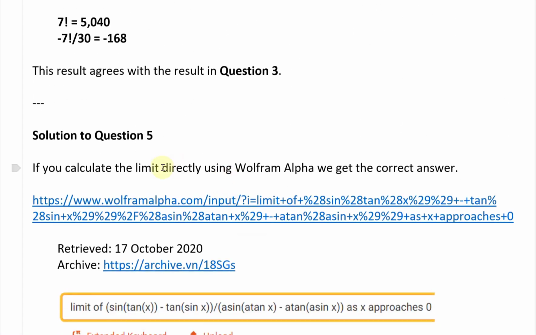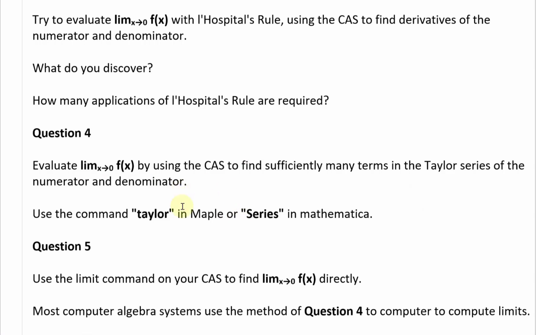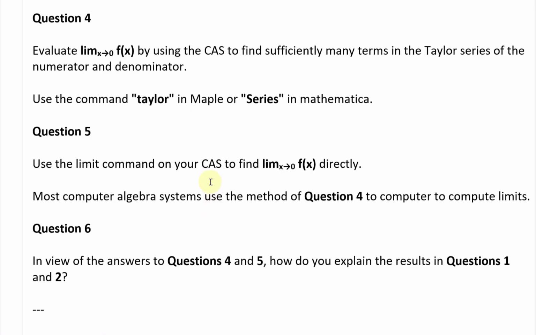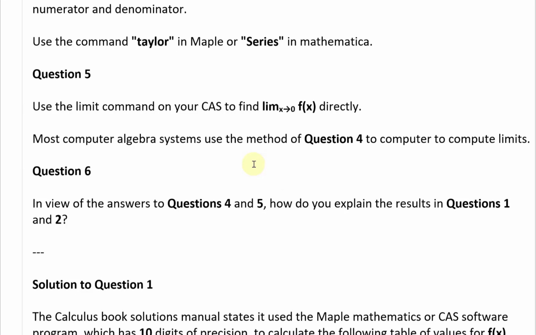So anyways, now let's look at question 5. Let's go read it. Question 5 states, use the limit command on your CAS to find the limit as x approaches 0 of f(x) directly, and most computer algebra systems use the method of question 4 to compute limits. So most of them just use Taylor series and then take the limit. Taylor series turns any random calculation, like sine, trigonometric ones, inverse functions, into basic polynomials, where you're just adding infinite terms of x to the power of something times a constant. So you make these all uniform and calculate it, which is quite amazing if you ponder it.